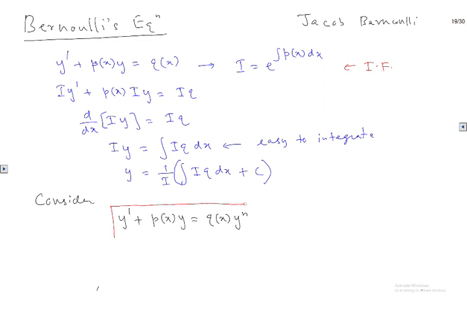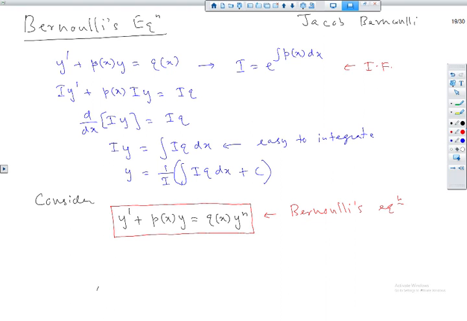See the slight difference from the first order linear. You can have that y to the n term. I'm sorry, y to the n term. That's the difference here. So this is what we call the Bernoulli equation. Now let's see how we do this.